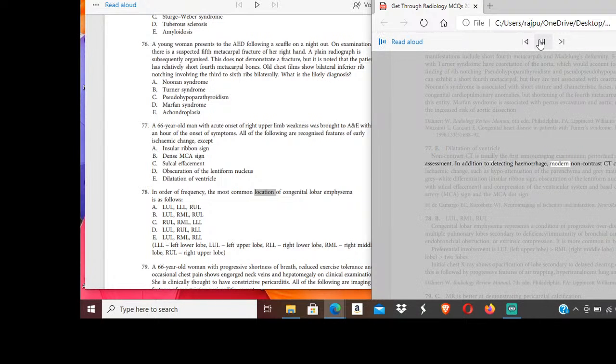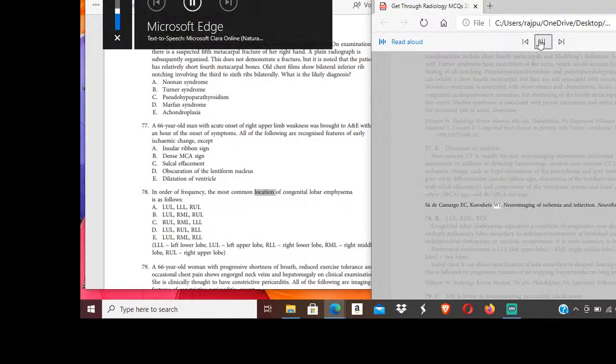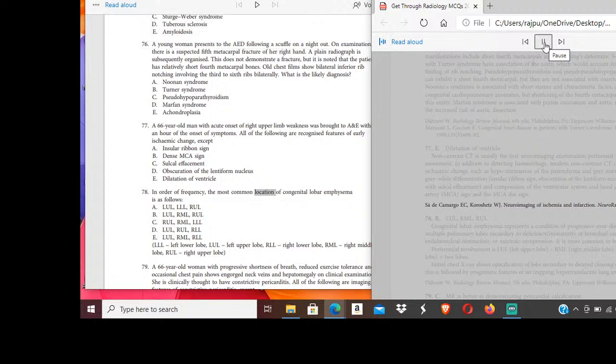In addition to detecting hemorrhage, modern non-contrast CT can reveal early ischemic change, such as hypoattenuation of the parenchyma and gray matter with loss of gray-white differentiation, insular ribbon sign, obscuration of the lentiform nucleus, brain swelling with sulcal effacement, and compression of the ventricular system and basal cisterns, the dense artery MCA sign, and the MCA dot sign. de Camargo EC, Koroshetz WJ. Neuroimaging of ischemia and infarction. NeuroRx 2005, 2:226-576.